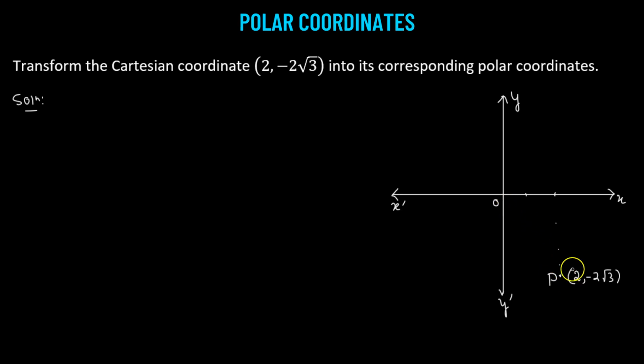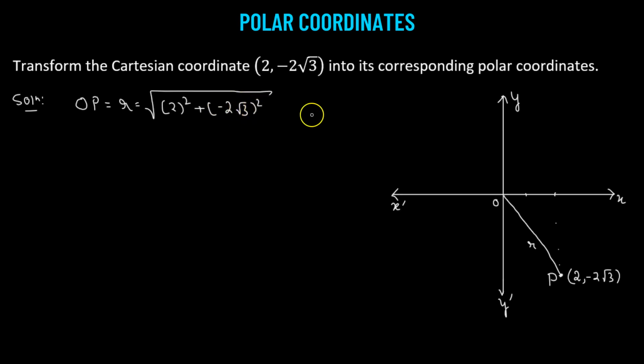So we'll have to convert it to its corresponding polar coordinate. For that, let us begin by joining the point P to the origin O. First, we can find out the distance OP. Distance OP is nothing but the radius r. So our value is going to be equal to the square root. Underneath the square root, first we square the x coordinate and then add it to the square of the y coordinate.